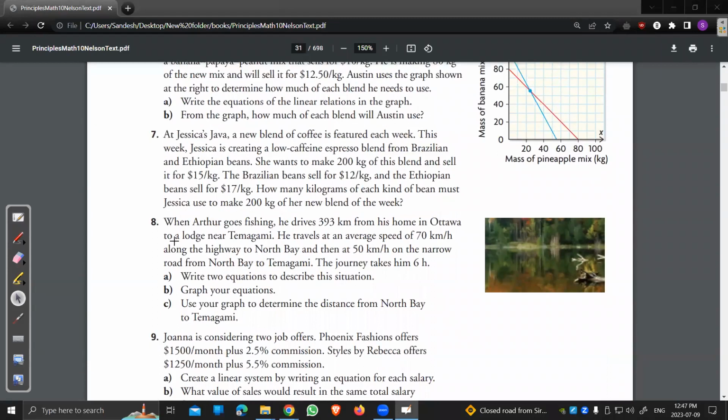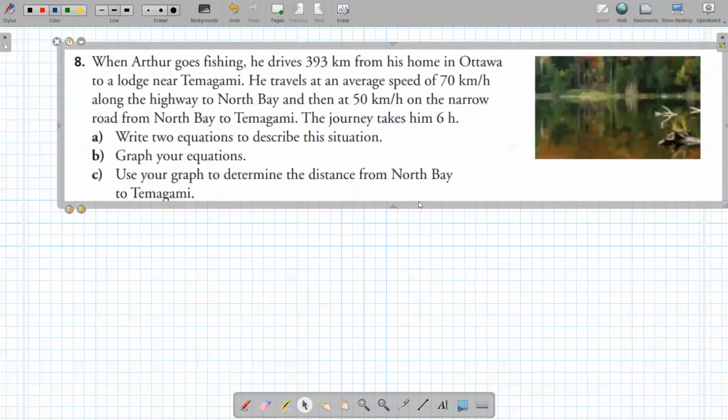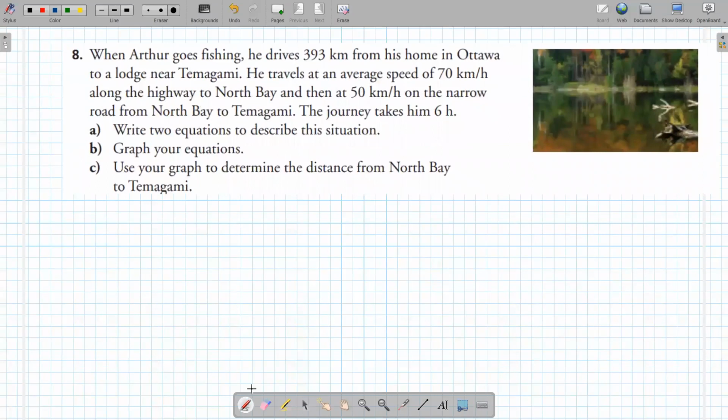Let's do another distance question. I don't know why this picture is here, but we're gonna pull it up for moral support. All right. So he's going from Ottawa to Temagami. Ottawa is here. Temagami is here. So let's say he goes like this. That's not how he's gonna travel, but for our purposes, this total distance is 393.